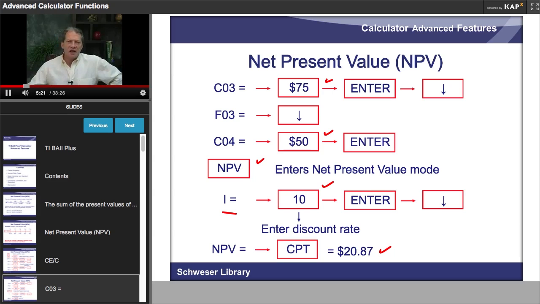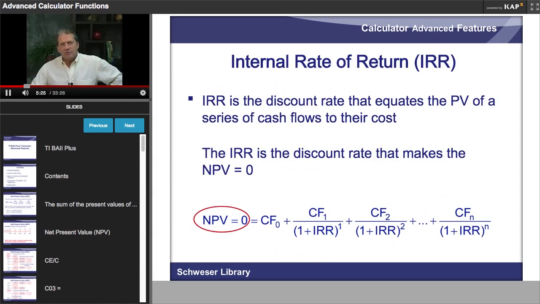So that's our net present value calculation using the cash flow keys. Now, internal rate of return answers the question: what discount rate will we have to put in there to make the net present value equal 0? Well, we had a positive net present value at a discount rate of 10%. So clearly, in order to get to a 0 net present value, we're going to have to increase that. Our internal rate of return should be higher than that 10%.